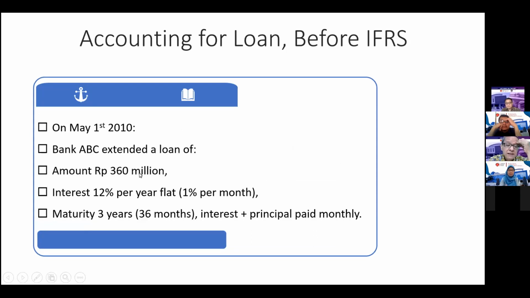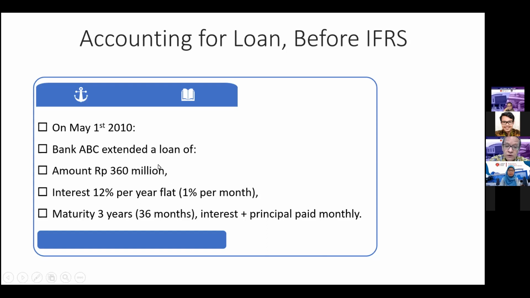For this, the principal payment will be 360 million divided by 36, so 10 million per month. Then the interest will be 1% multiplied by 360 million per month. That means 3.6 million per month, 1% times 360 million.